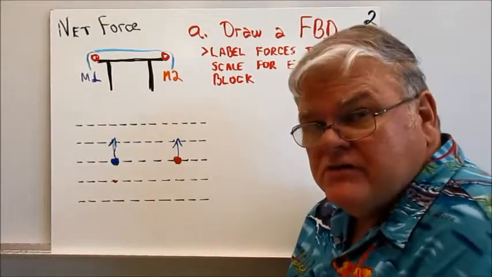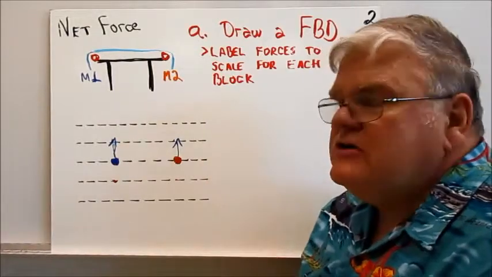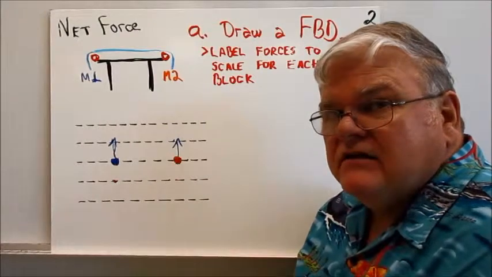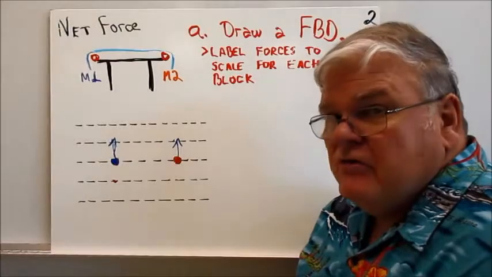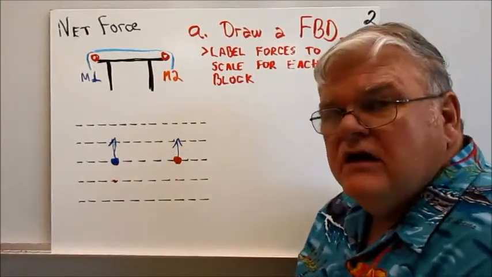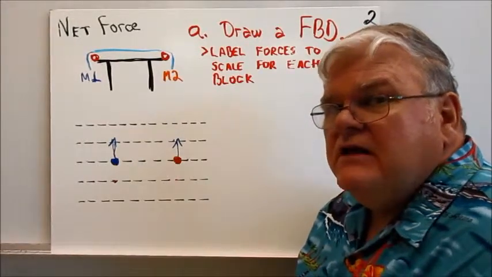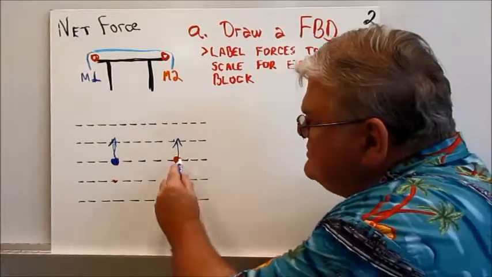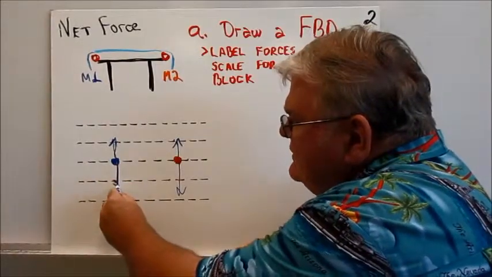Now, no numbers were asked for in this problem. You don't have to come up with any exact values. Just make sure that representationally they're the same length. Now, let's look at the gravity. Are they both the same? No. M2 has greater mass. Greater mass means greater weight. Remember, weight, mass times gravity. So it's going to be a slightly longer arrow. M1, a little bit shorter.